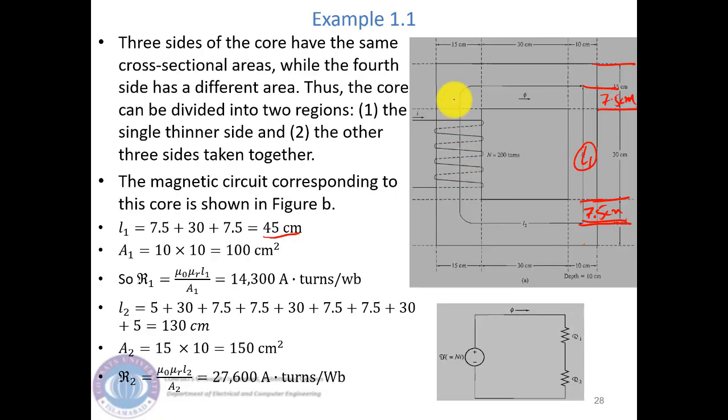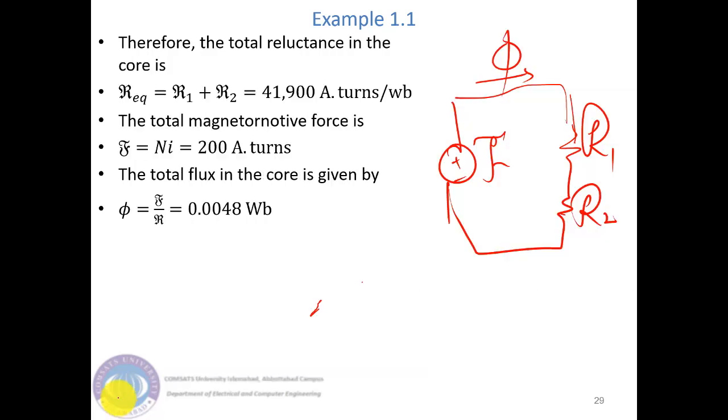If we look at this core, the direction of the flux can be found by the modified right hand rule. If we curl our fingers around this coil, we will find that the flux is going upward, and the magnetomotive force will be positive and negative like this. So the flux is flowing, and that flux has only a single path, so it means that the reluctances are in series. So here it is R1 and R2. We have calculated R1 and R2, and their sum is 41,900 ampere turns per Weber.